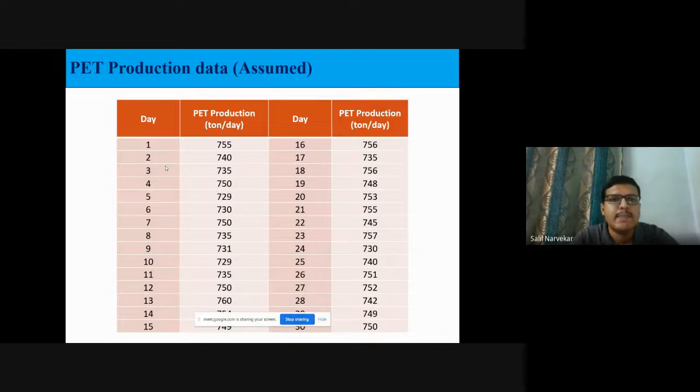Now, this PET production data was assumed here. Some of the people who did Six Sigma projects after me, when the COVID pandemic was not so problematic, used real data, but this year we used assumed data here. For each of the dates, I had assumed some data. As you can see, on most of the days the production is below 750 tons per day, and our goal is to make it above 750 tons per day. That's the project which was undertaken.